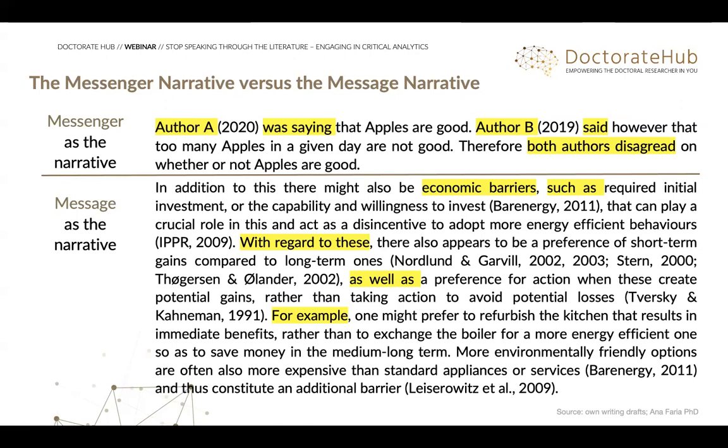Again, with regards to these, there also appears to be a preference of short-term gains compared to long-term ones, as well as a preference for action when these create potential gains rather than taking action to avoid potential losses. For example, one might prefer to refurbish the kitchen that results in immediate benefits rather than to exchange the boiler for a more energy efficient one. So you see, you're not naming the messenger, but you focus really on the message. In this case, you're looking at economic barriers and you compare different points that you observed from different literature sources. So you're only using the literature to support you in your argument. So this is already one step further towards advanced writing.